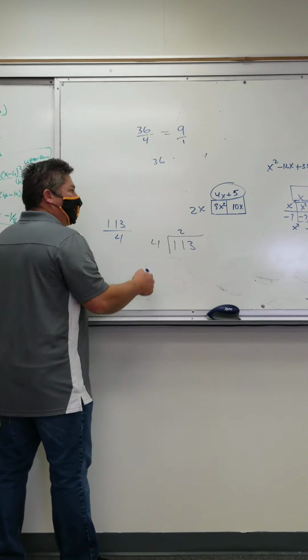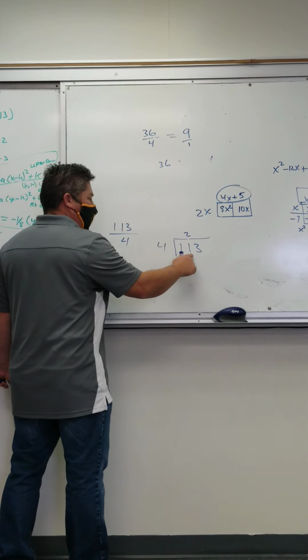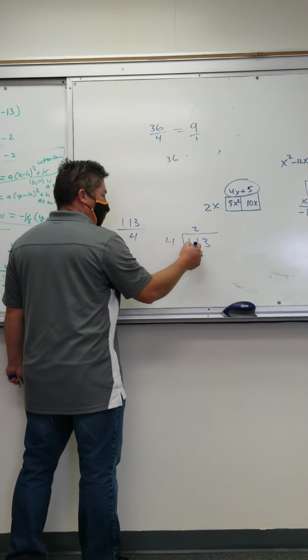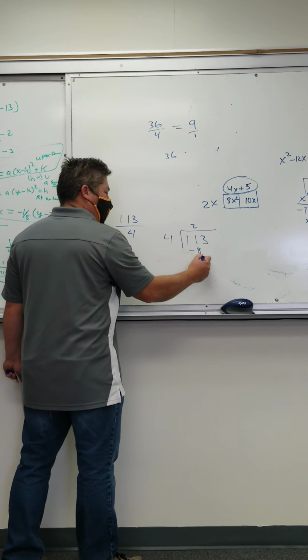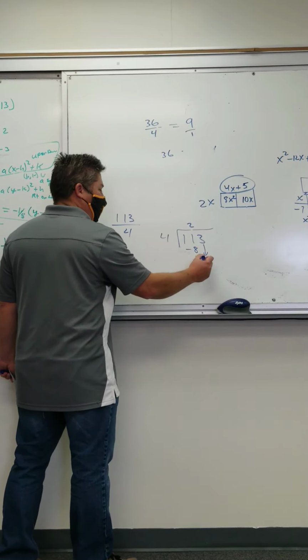2, right? Now this is kind of going with this lattice idea also. 4 goes into that twice. Twice would be what? 2 times 4 is 8. There's 3 left over. I got to do what with this 3? Drop it down.